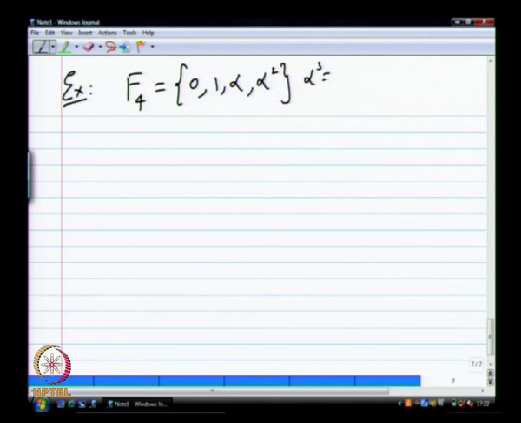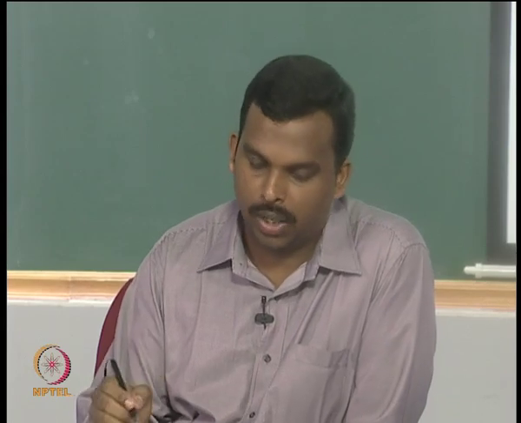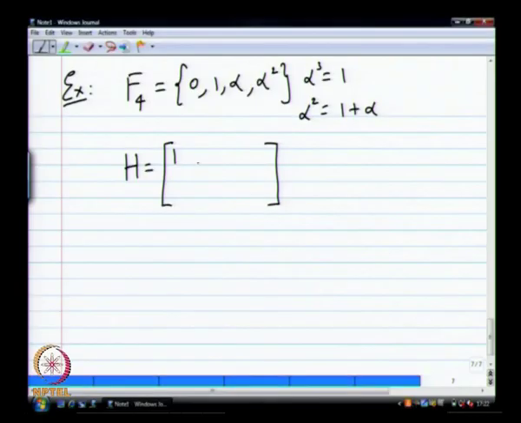So alpha power 3 is 1, alpha squared is 1 plus alpha. So let us define what is the n that I can have here. Three, right. Can I go up to 3? Yeah, you can go up to 3. Everybody is looking at me as if I made some mistake. So alpha has got order 3, so I can go up to n equals 3. So order n is okay. So the first row would be 1, alpha, alpha squared.